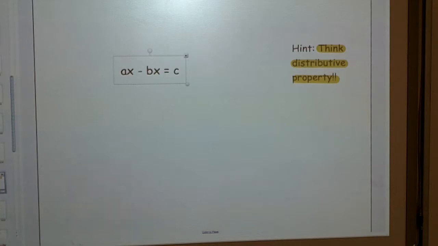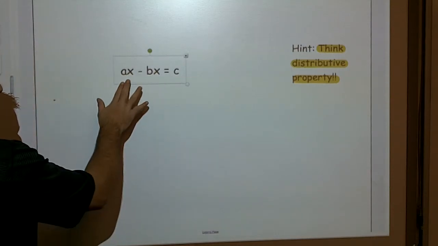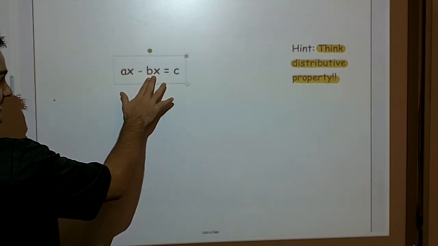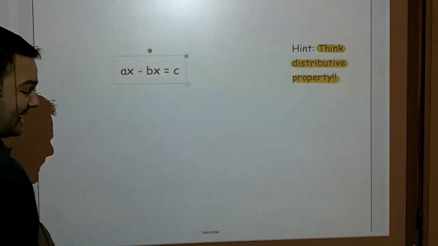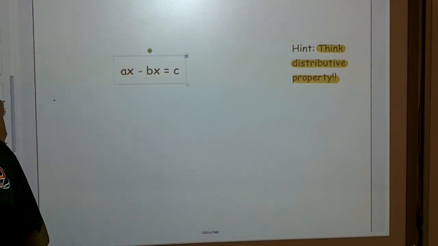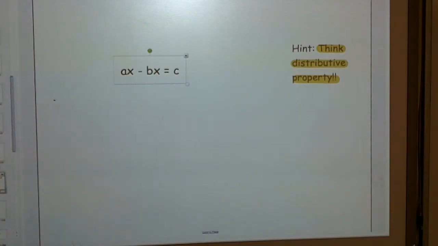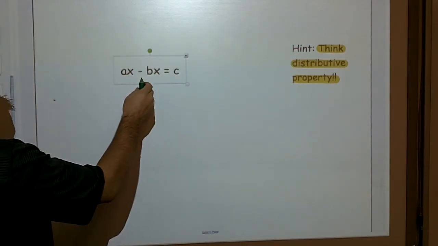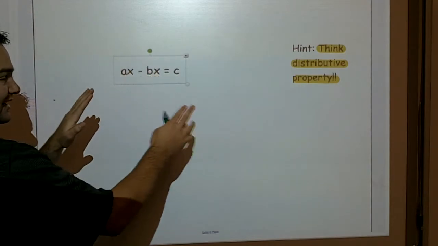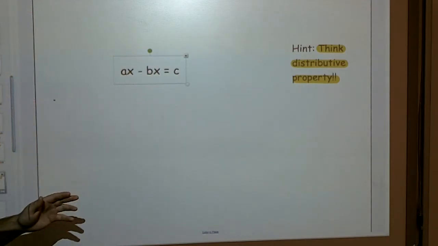Now this one, there's a special trick. If we see a times x minus b times x equals c, this a times x minus b times x, notice they both have a factor of x. They're both multiplying by x. Now this one can be tricky because if we were to try and solve for just one x, there's two of them here. It's kind of tough to figure out which one we would isolate for.